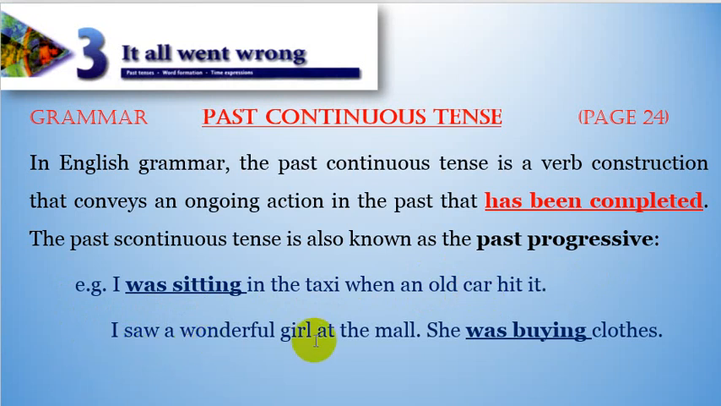I saw a wonderful girl at the mall. She was buying clothes. The process of buying clothes for girls takes a long time. She was buying, a process, a progressive process. So, the action of seeing the girl interrupted the process. So the action of interruption, as we said earlier, is in the past simple tense, see, saw, and the process is in past continuous tense, was buying. Okay?